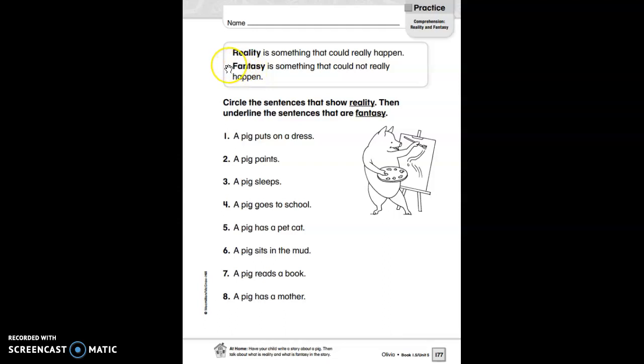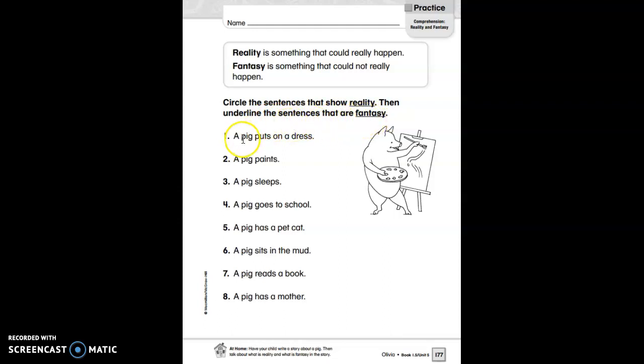Fantasy, do you know what fantasy is? It's something that could not really happen. It's the opposite of reality. So which one would happen in real life? Yes, reality would happen in real life. It could actually happen. Circle the sentences that show reality. Then underline the sentences that are fantasy.